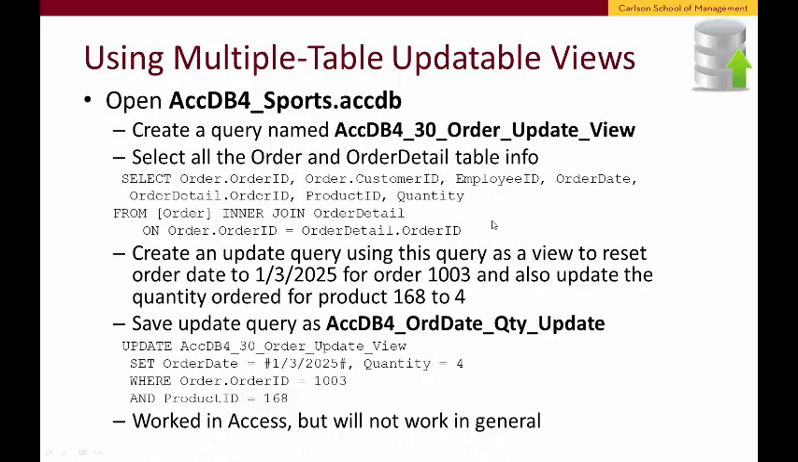As I show at the bottom of the slide, this did work in Access as I just demonstrated, but it's not necessarily going to work in general, because more strict database systems such as MySQL, Oracle, and so forth will not allow what is essentially a simultaneous update in both tables on each side of the join, the order on the left and the order detail on the right. Left, right, doesn't matter.